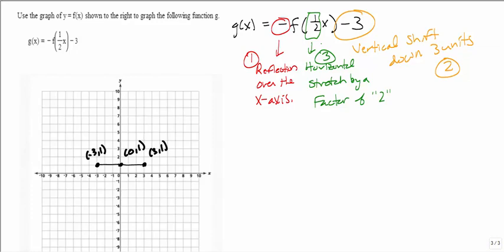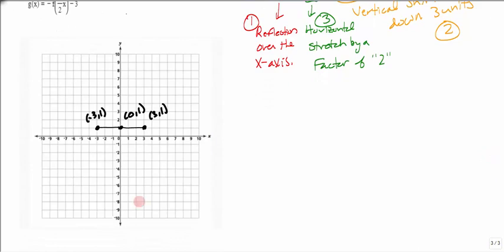So reflection over the x-axis. So that would mean (-3, 1) would become (-3, -1). (0, 1) would become (0, -1). So you can see I'm just changing my y values as I flip over the x-axis. And (3, 1) would become (3, -1). So this is that first step. That's the first transformation, that reflection over the axis.